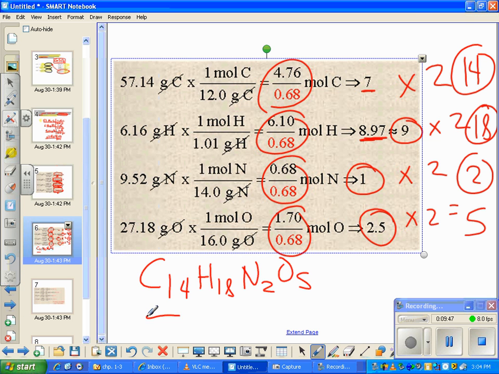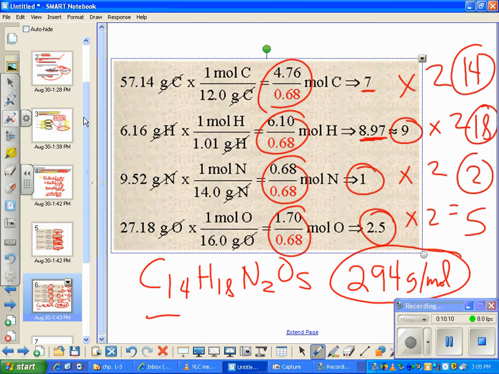You can do this on your calculator right now. You can actually hit pause and do it on your calculator. You should try it. Carbon, 14 times 12. Hydrogen, 18 times 1.01. Nitrogen, 2 times 14, 5 times 16 for oxygen, and that gets you an empirical formula mass of 294 grams per mole. That's what you get.